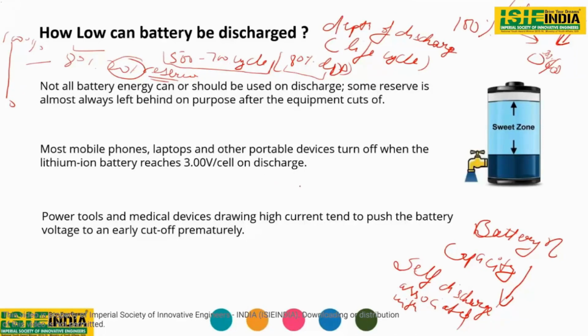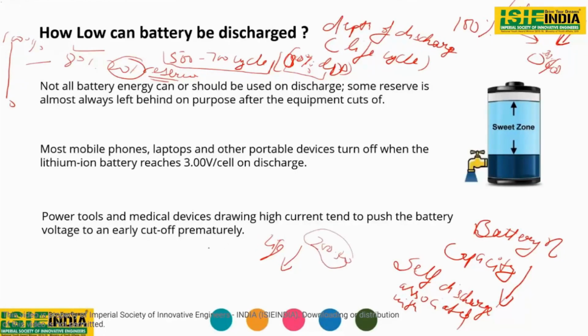But generally 80% is a very big number. Even 80% is not allowed. It is somewhat 60% only. Only 60% depth of discharge is allowed. So what will happen if you increase the depth of discharge? If you go for 100% depth of discharge, then the life cycle will be reduced very much. Earlier, with 60% or 80% depth of discharge, you were getting 500 cycles, but now you will be getting only 200 to 300 cycles. And after 300 cycles, you have to replace your battery.